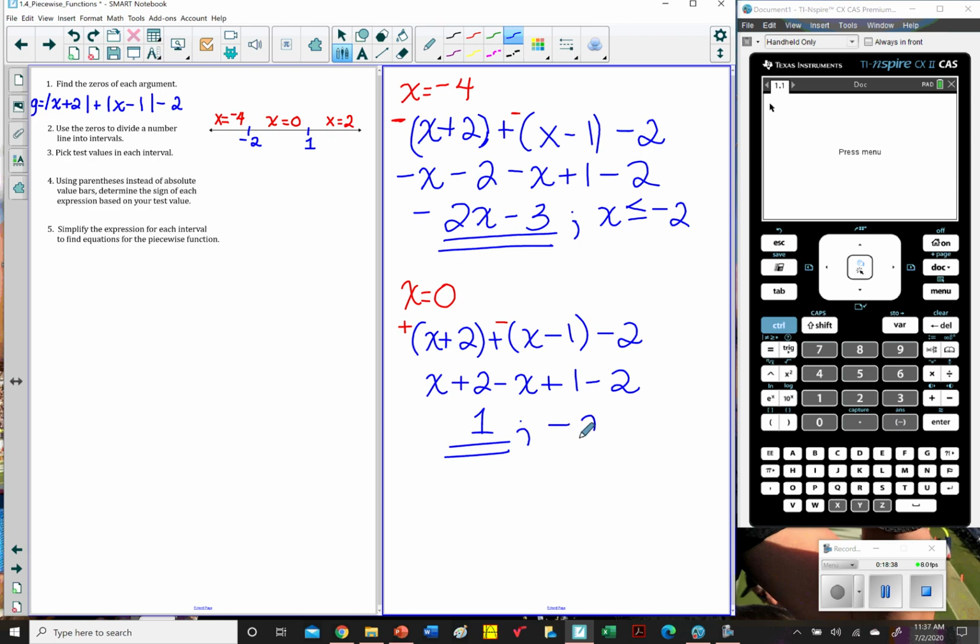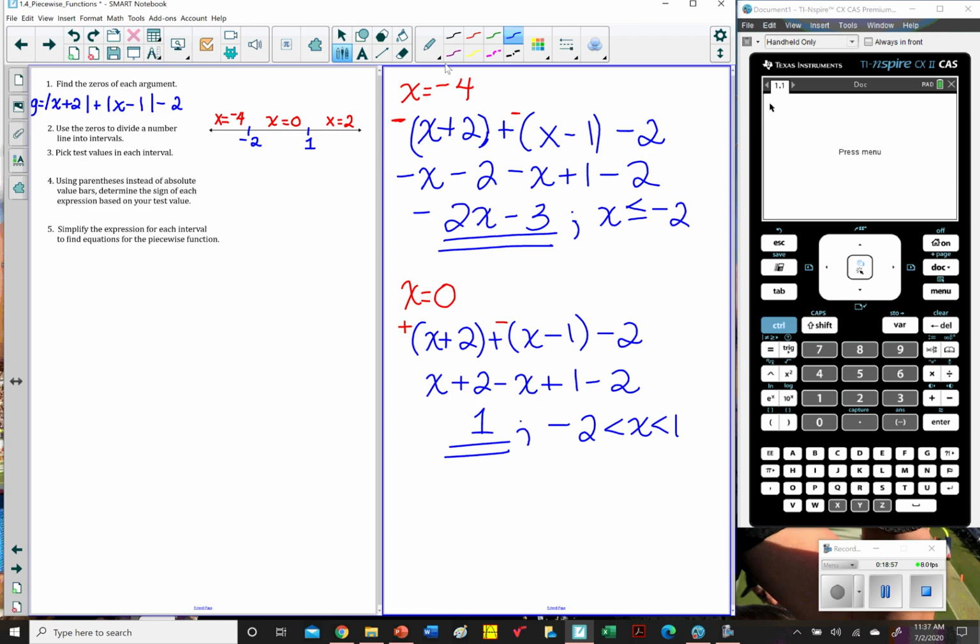So negative 2 to positive 1. Now I'm making this executive decision. If I close up the graph here, I can open it here, and I can either choose to leave it open or closed. It doesn't really matter.